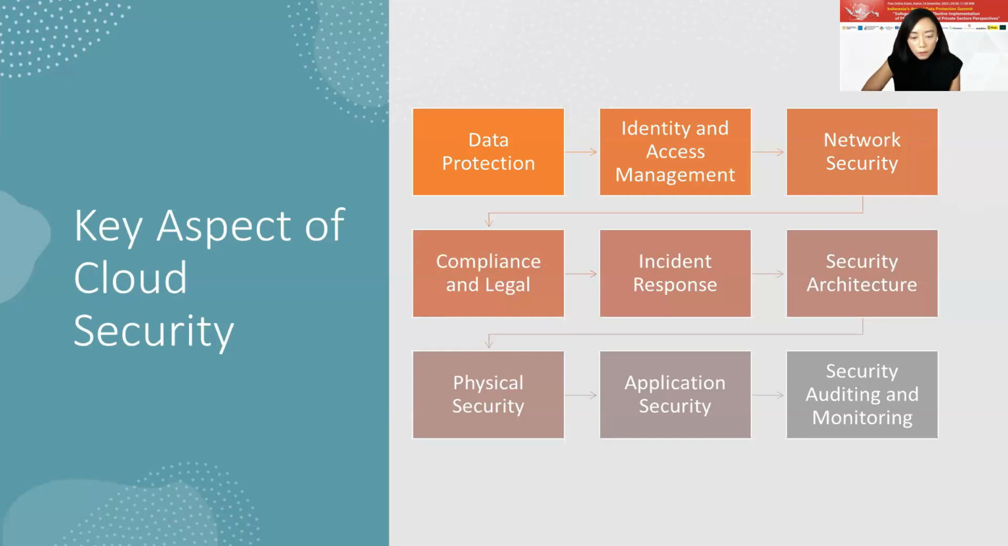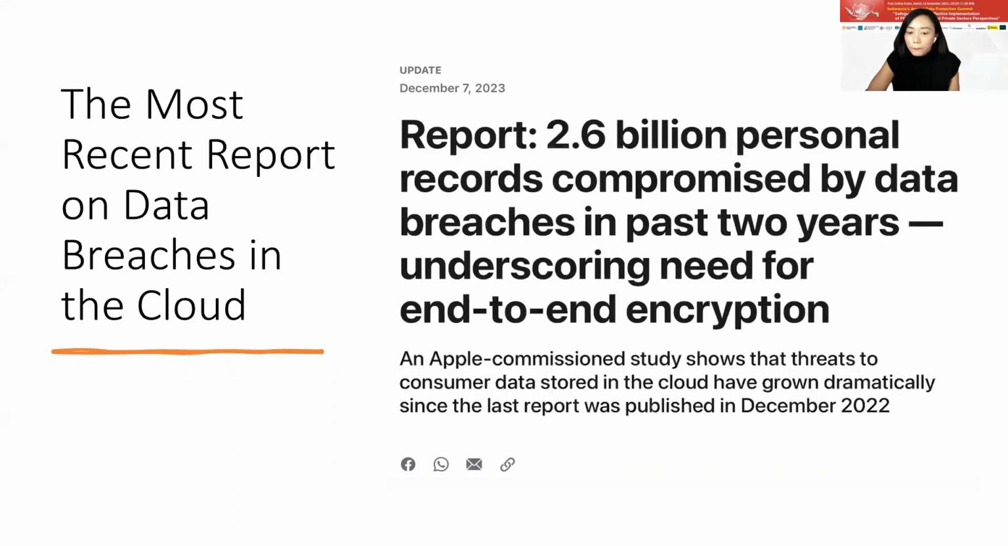Now, the question is, what happens when organizations fail to address these key aspects? A report by Apple, the company, that was recently issued just on December 7th, says that at least 2.6 billion personal data were compromised by data breach in the past 2 years. What does this tell us? Well, at least to me, it tells me that cloud security is crucial as organizations increasingly rely on cloud services for storing and processing sensitive data. A comprehensive cloud security strategy involves a combination of technology, policies, and ongoing risk management to address the evolving landscape of cyber threats. Now that we know securing the cloud is an ongoing and continuous task, the next question is how to protect our privacy and data in the cloud.